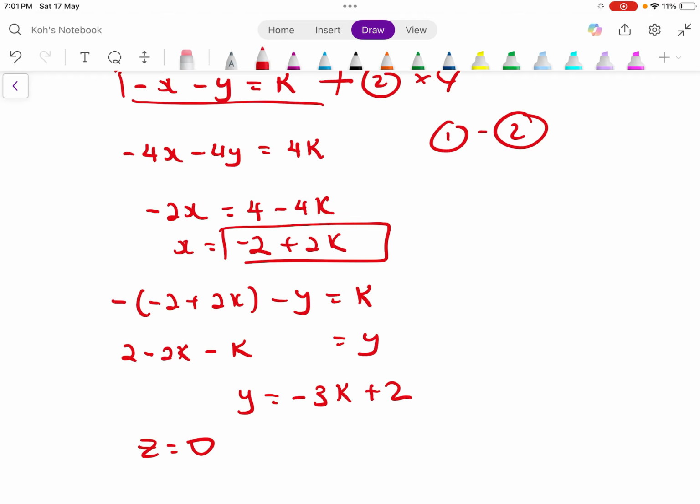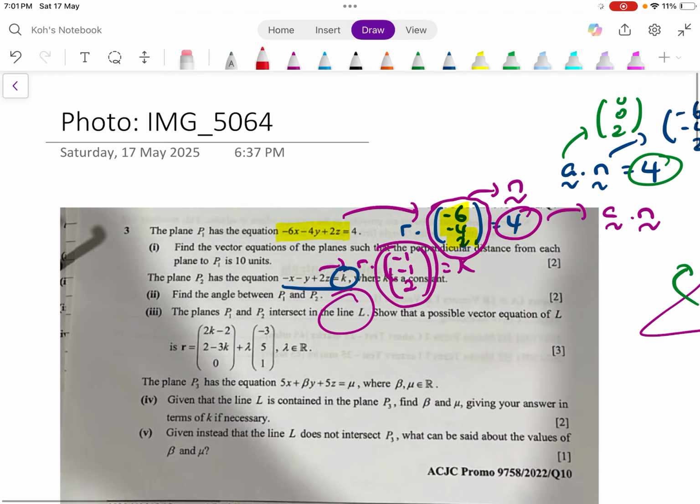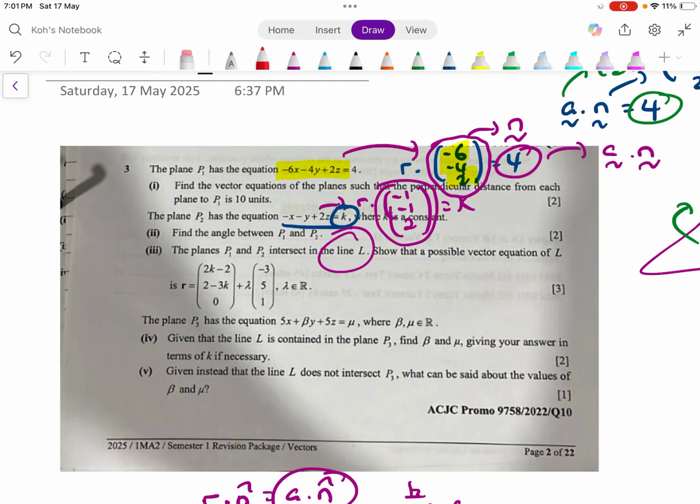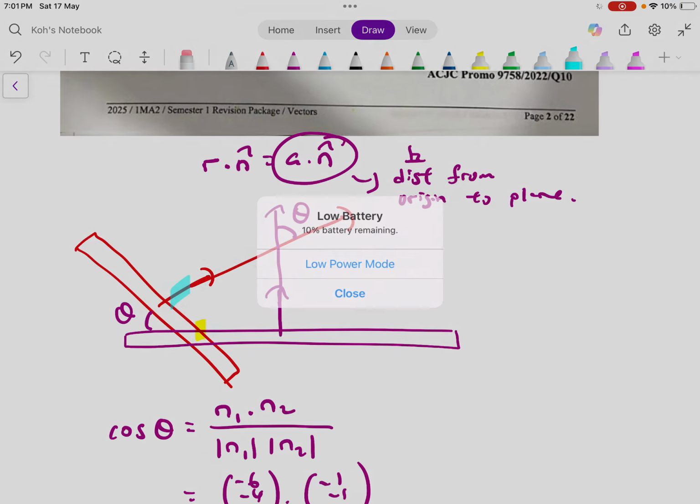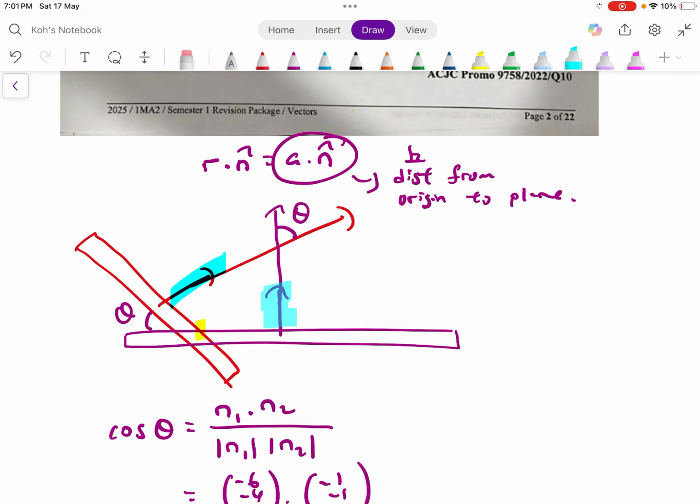Okay, so let's go back to the equation. I already got the so-called position vector of the line. How do I actually get the so-called direction vector of the line? For this, you must use your cross product. Because if you still remember, assuming I have two planes, they intersect at a line. So the line actually lies right here. This one is a side view. So the direction vector is perpendicular to this vector and this vector, which means we must use the cross product.